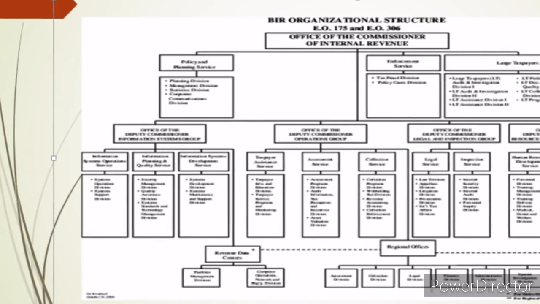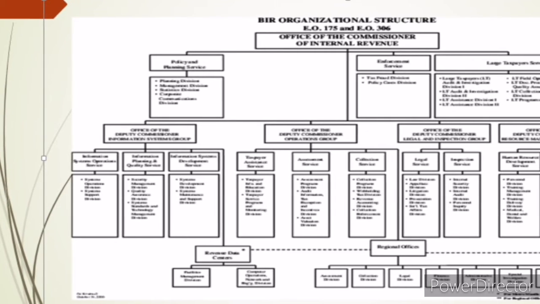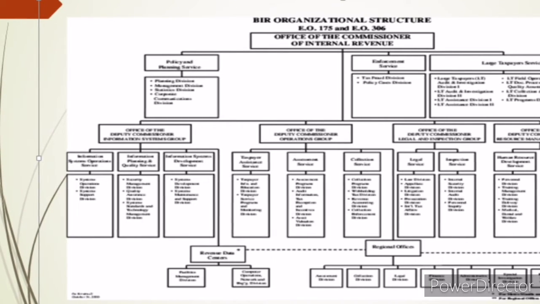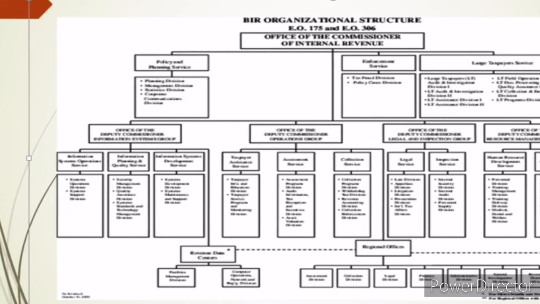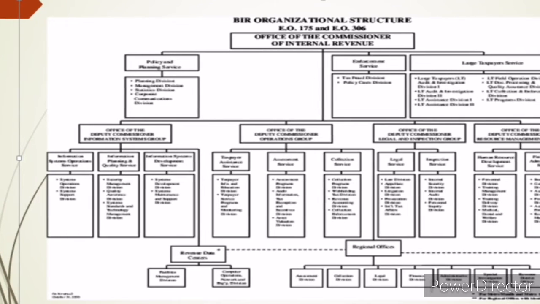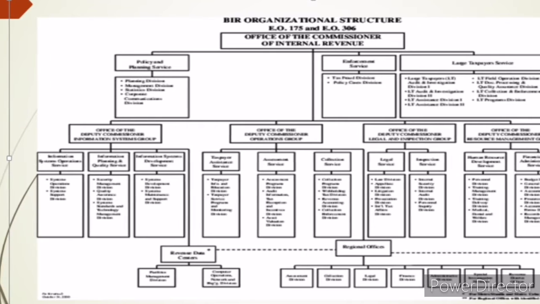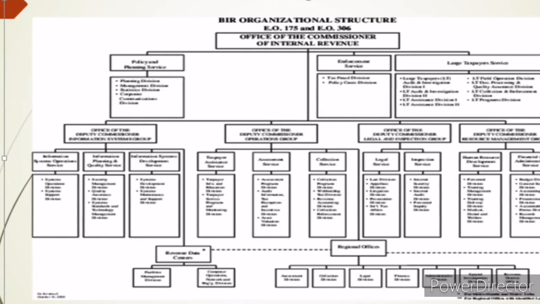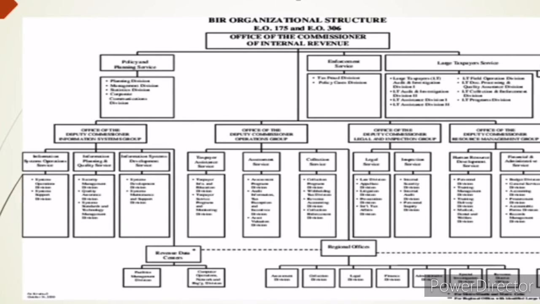The Bureau of Internal Revenue is headed by the Commissioner of Internal Revenue and 4 Deputy Commissioners. The power of the Commissioner is to interpret tax laws and to decide tax cases. The power to interpret the provisions of this code and other tax laws shall be under the exclusive and original jurisdiction of the Commissioner, subject to review by the Secretary of Finance.